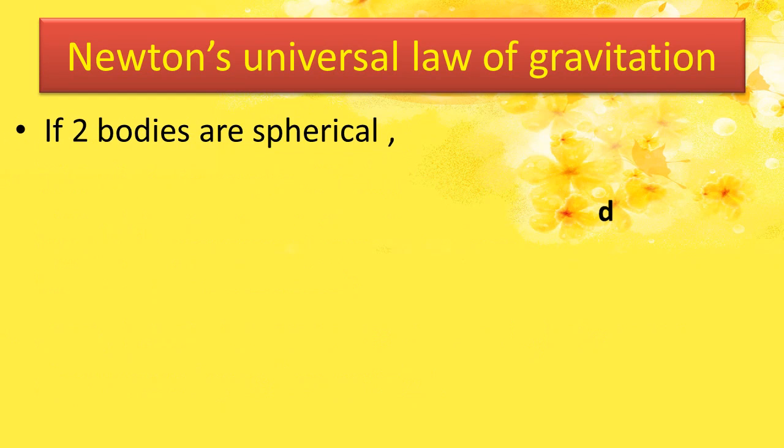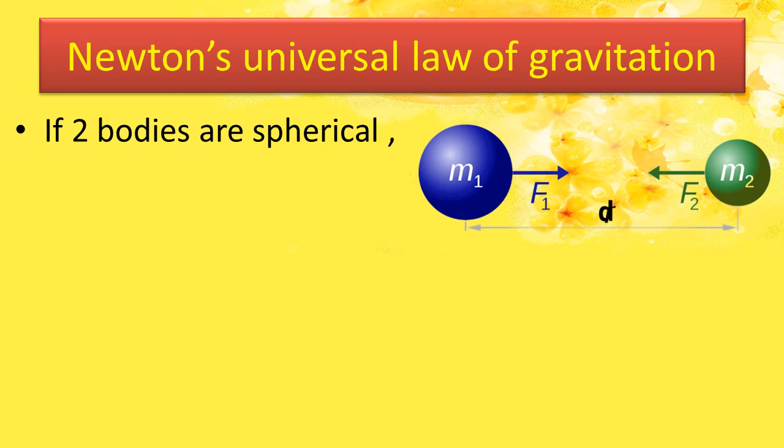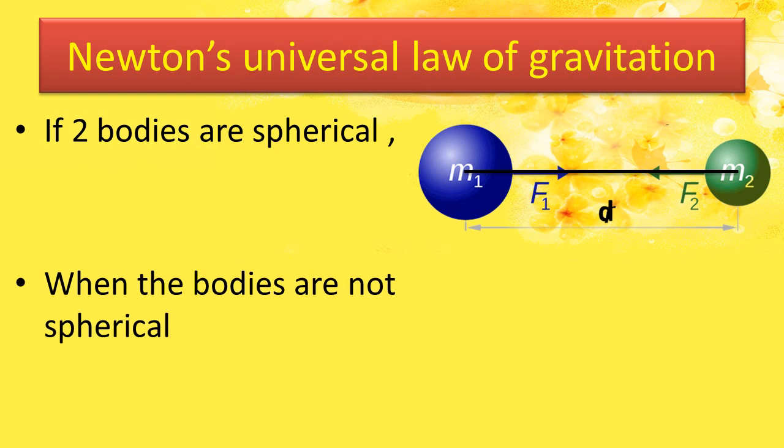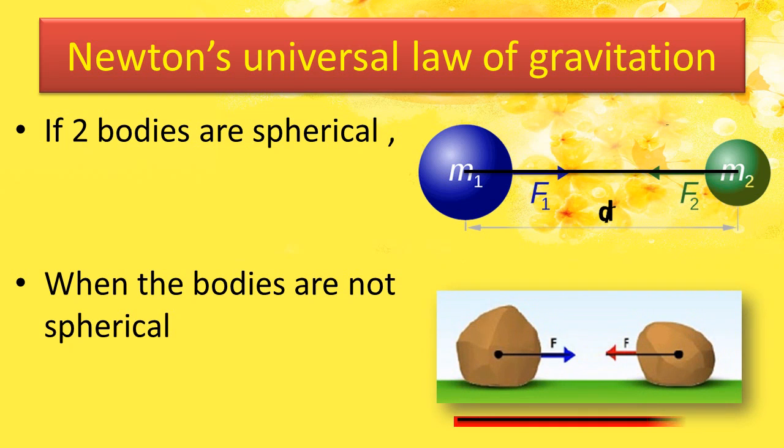Okay, so here if the two bodies are spherical in shape, the direction of the force is always along the line joining the centers of the two bodies, and the distance between the centers is taken to be d. That means the distance between the two objects will be the distance between their centers. But when the bodies are not spherical or have an irregular shape, the direction of the force is along the line joining their centers of mass, and d is taken to be the distance between the two centers of mass.